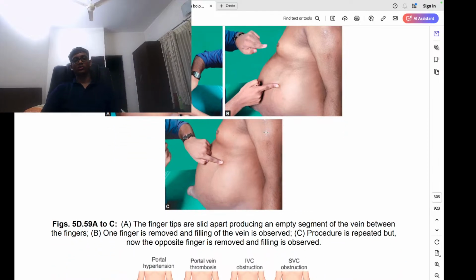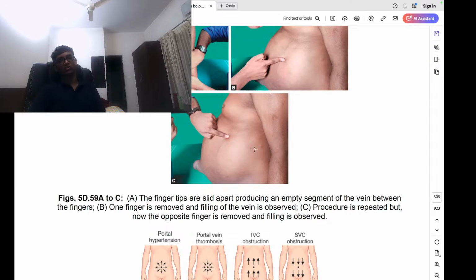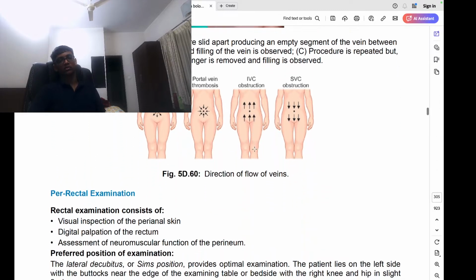Then the finger slips are slipped apart, producing an empty segment of vein between the fingers. One of the fingers is reduced and absorbed. The procedure is repeated with the opposite finger.